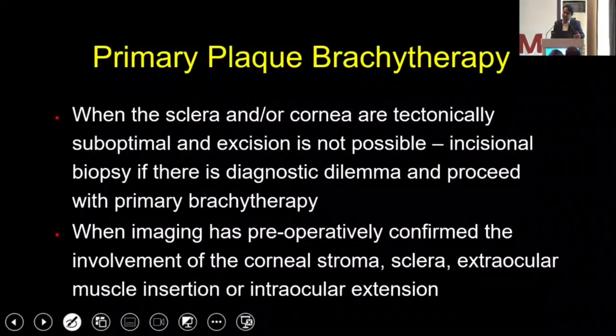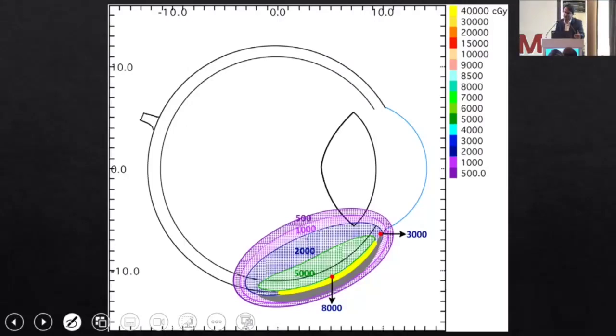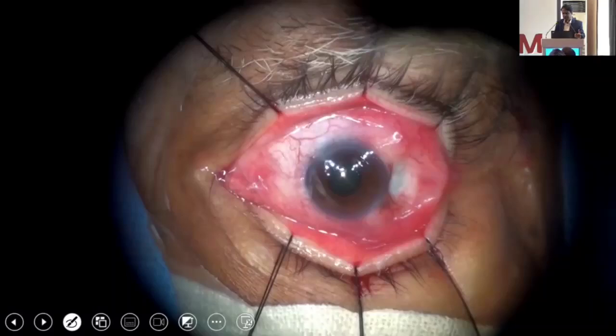Or when there is preoperative imaging evidence like this, that the scleral base is breached, then again you already know that the tumor is infiltrating the sclera. There you do plaque brachytherapy. Dosage calculation is very simple. We measure the height of the tumor, add 1 millimeter, and then calculate the dose by using this software.